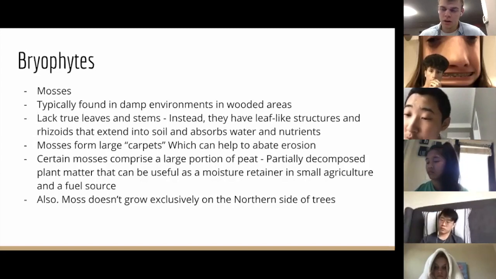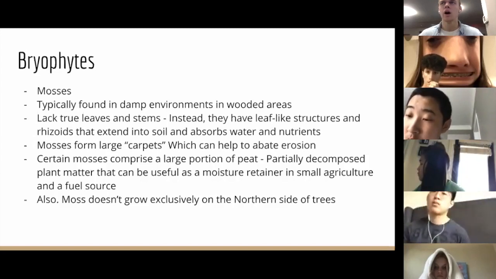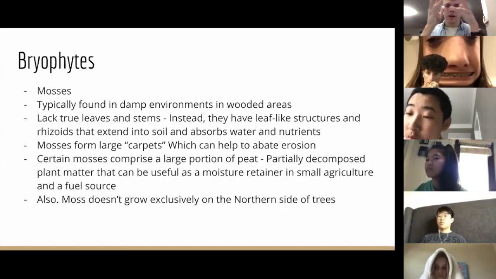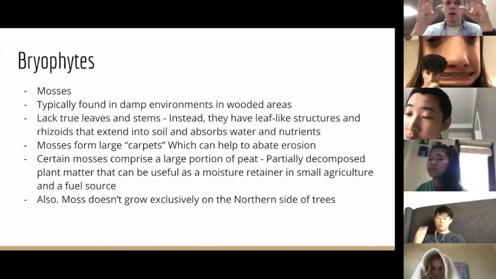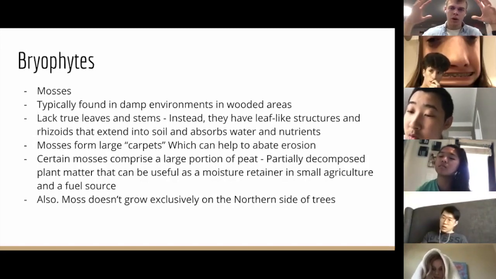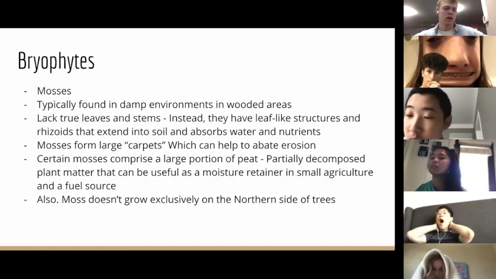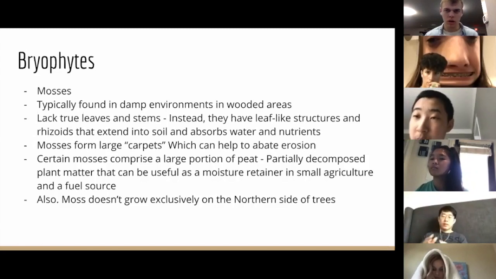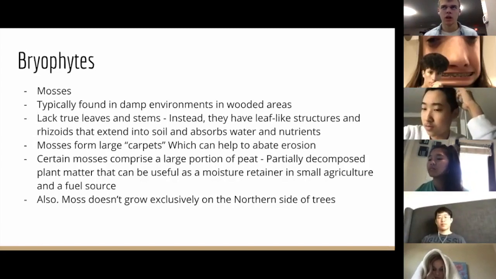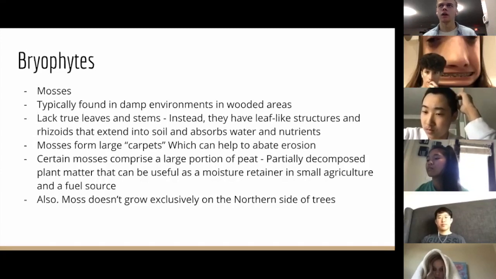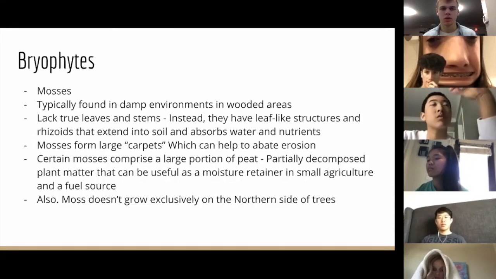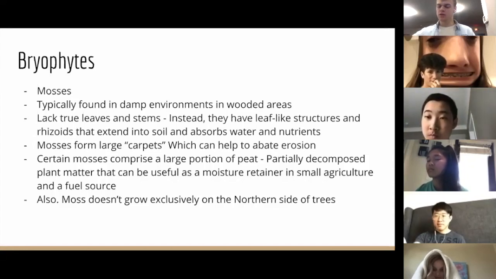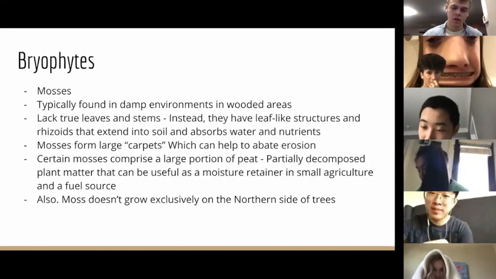Mosses are really big in helping avoid erosion, because when it branches out and grows in different directions, it produces a very large surface area. So when a large carpet of moss grows together and water is flowing over the top of it, it grabs onto the water and prevents it from getting a big current. When it doesn't have a big current, it is not able to produce erosion. Also, moss doesn't grow exclusively on the northern side of trees, and we talked about that.